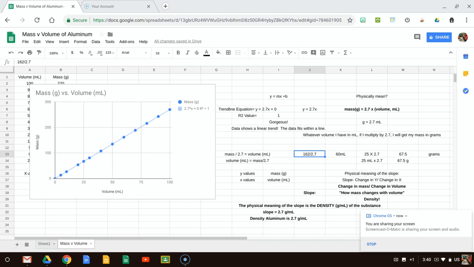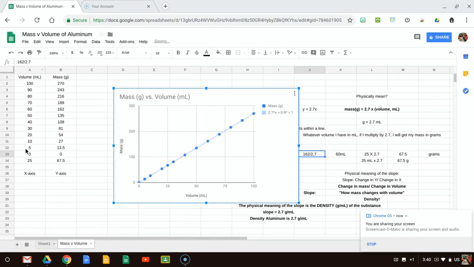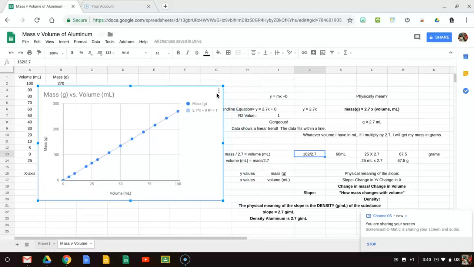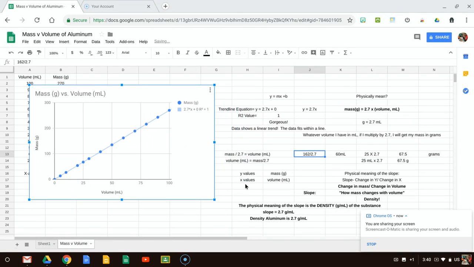I will post another video in which we do a lot more of these calculations. But for right now, make sure you're able to plot volume versus mass or mass versus volume. You are able to get the slope from this way of graphing on Google Sheets, and then that you tell me what the physical meaning of the slope is and the physical meaning of the equation.